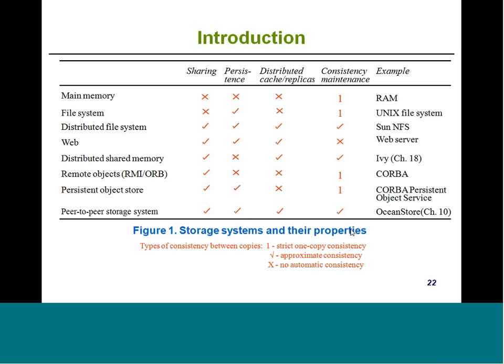And finally, for consistency maintenance, we'll have multiple copies which essentially go through that consistency. So we call it approximate consistency. We know that consistency is how each of the clients will view a particular file, and here it is almost there. Some of the new information may not be there in the file, but the copies are updated on a periodic basis.